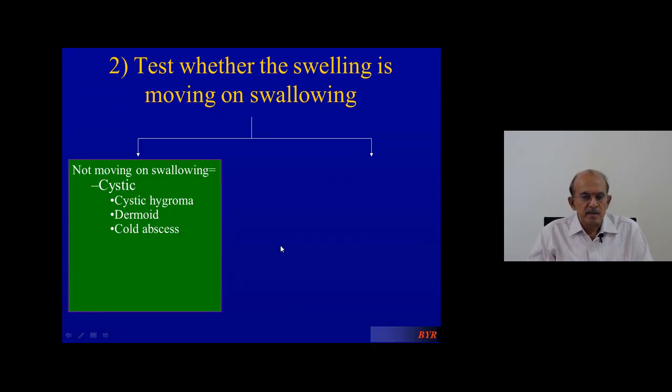So all these are the basic signs. You must be thorough with these signs. So signs of cystic swelling means soft in consistency and fluctuation is positive. Transillumination may be positive if it is having clear fluid. Transillumination will be negative if it is containing opaque fluid. So cystic swelling means it can be due to cystic hygroma, dermoid, or cold abscess. Cystic hygroma is translucent. Dermoid and cold abscess are not translucent.